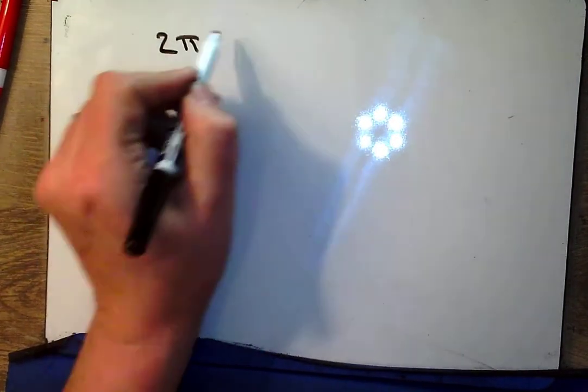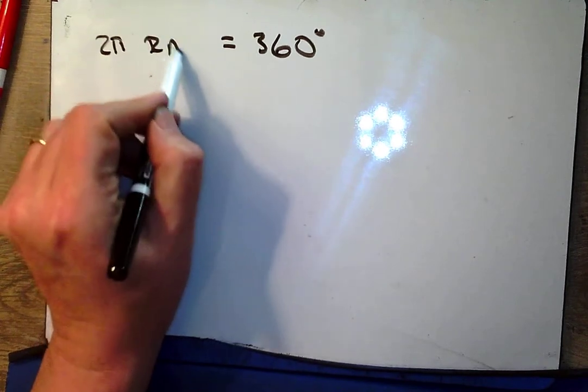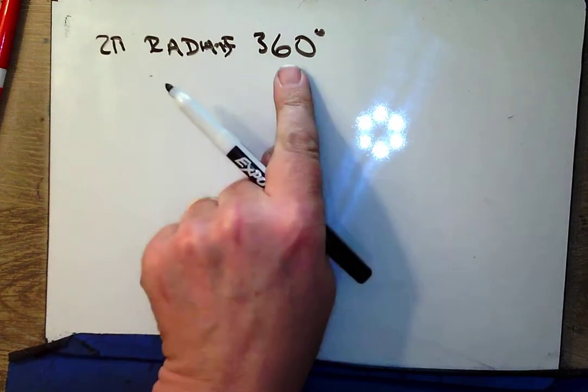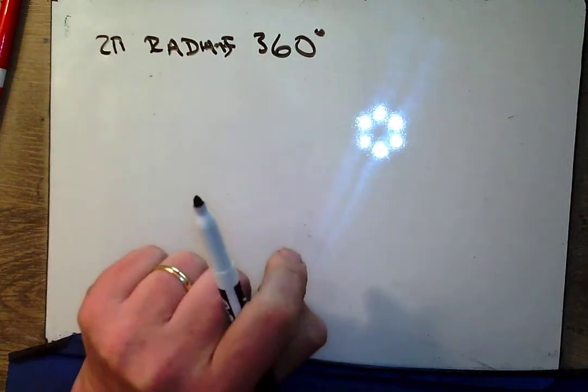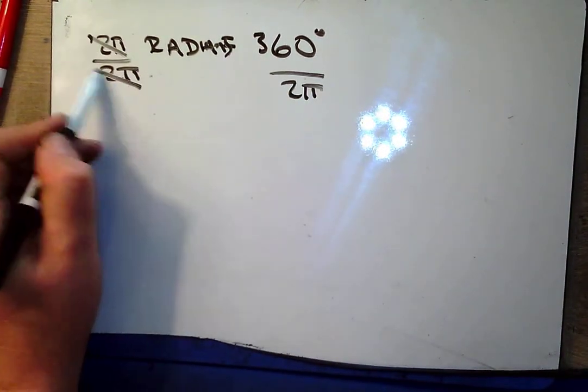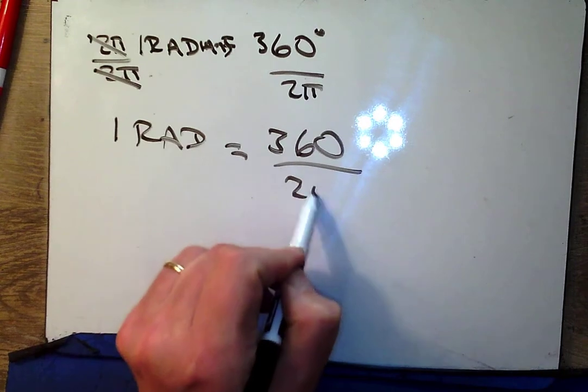Okay, but I think I need to say a little more about radians, because all the radians we've looked at so far have a pi in them. And not all radians have pi's in them. Remember how we said that 2 pi was 360 degrees, and this was 2 pi radians? Now what I want to know is how many degrees are there in not 2 pi radians, but in 1 radian? So I'm going to divide both sides by 2 pi, and that gives me 1 radian equals 360 divided by 2 pi.